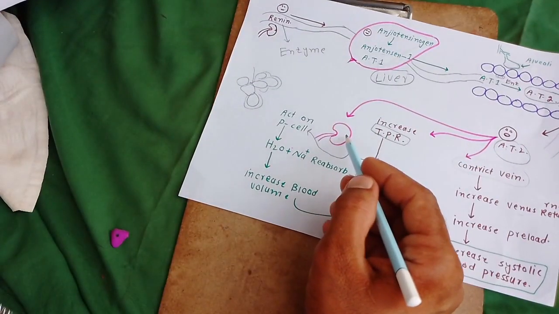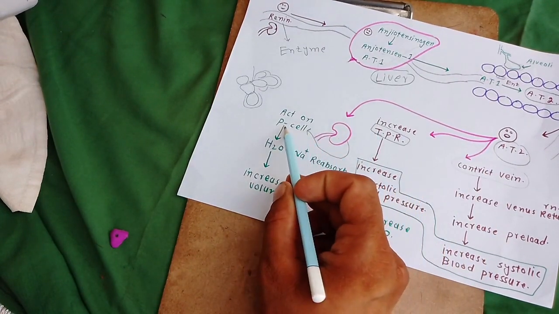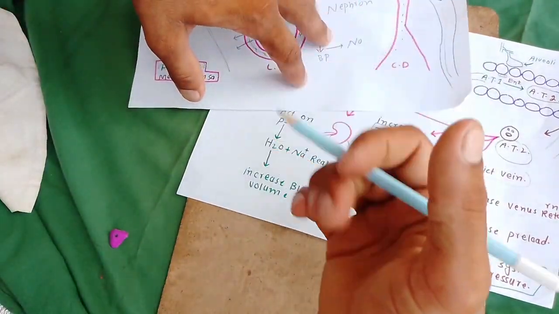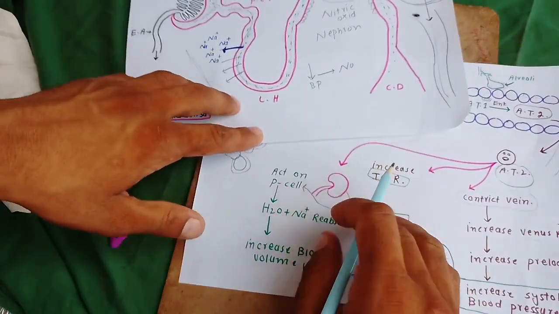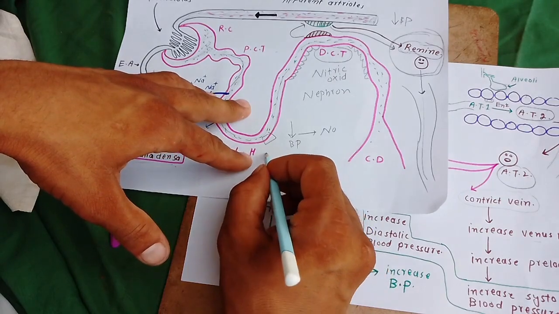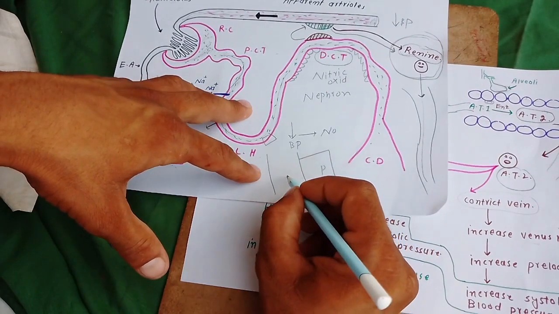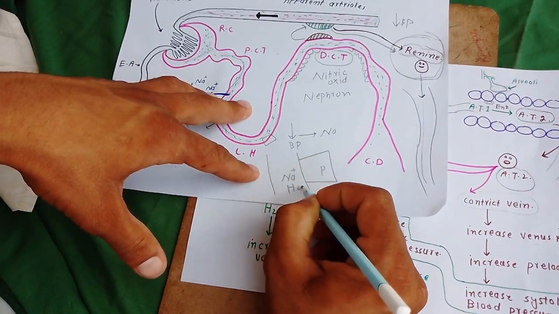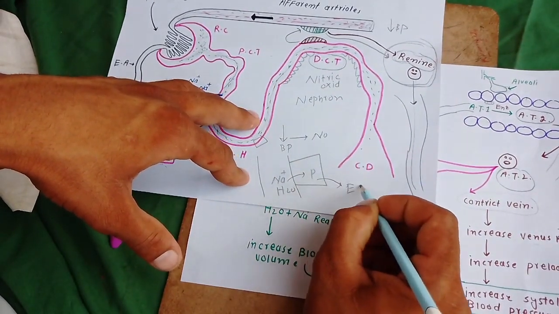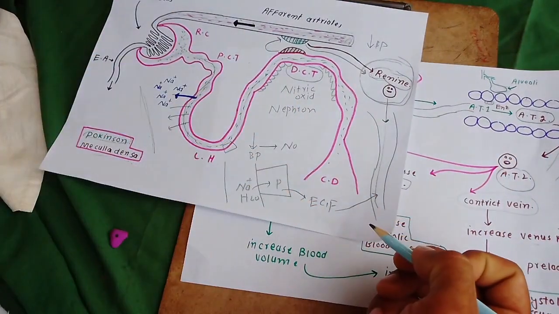So AT2 stimulates the adrenal cortex. The adrenal cortex releases aldosterone. Aldosterone stimulates the P cell, and the main function of the P cell is reabsorption of water and sodium. When I zoom in on this area, suppose there is the P cell. Sodium and water are absorbed from the filtrate into the P cell, and from the P cell into the extracellular fluid, and then from the extracellular fluid back to the blood vessel.